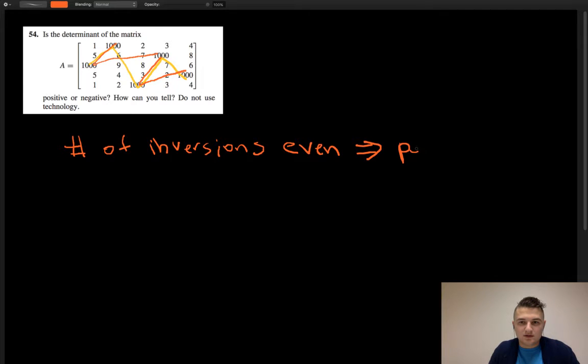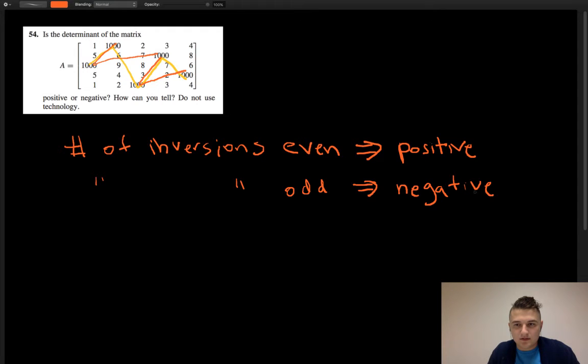So what do we know? If the number of inversions is even, then the term is positive. Otherwise, if it's odd, it's going to be negative. So in this case, since there's an even number of inversions, this term will be positive. So that's it.